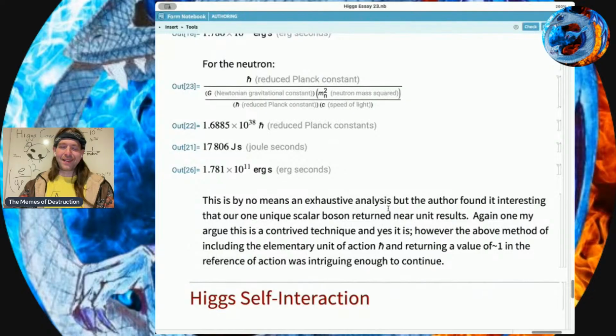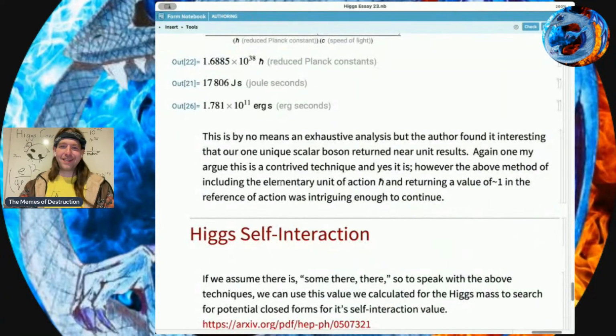This is by no means an exhaustive analysis, but the author found it interesting that our one unique scalar boson returned near unit results. Again, one may argue that this is a contrived technique, and yes, it is. Well, both methods, including the elementary unit of action h, and returning a value of approximately 1 in the reference of action, was intriguing enough to continue.